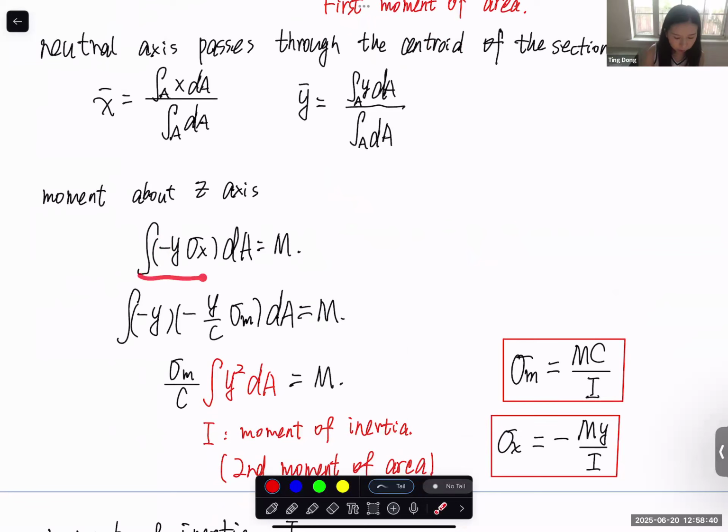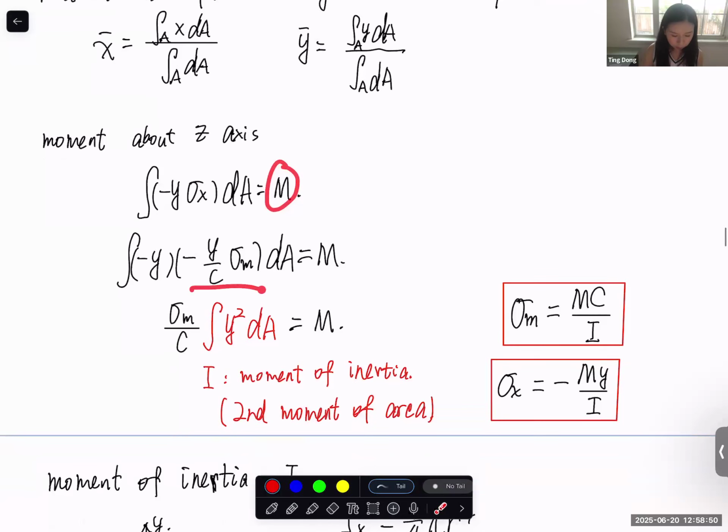So now if we integrate this over the entire cross section, we get the couple applied, or the bending moment of the cross section. So plug in the equation for sigma x, and we get this. Now this is the second moment of the area, also the moment of inertia, and we get the key equation here: sigma x equals negative My over I.